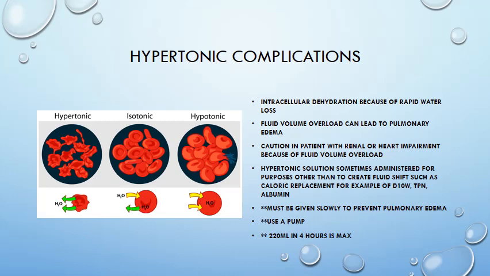Hypertonic fluids, things that you need to know: they have to be given on a pump to make sure we are preventing any type of pulmonary congestion or heart overload. Making sure that we give a maximum of 220 mils in a 4-hour period. Okay, so that we don't overload our patient.